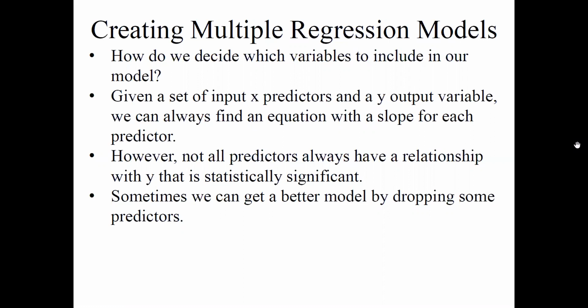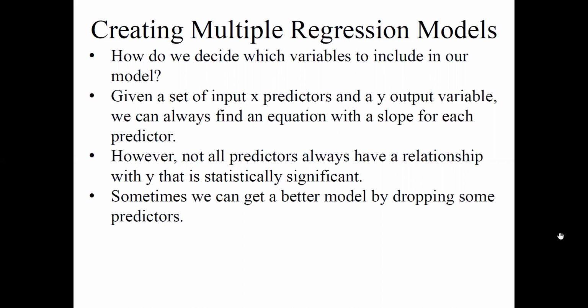The thing is, no matter what, we can always fit a model to it. You feed a bunch of X's and a Y into R, and it will always give you slopes and an intercept. It will always give you a slope for each predictor, but that doesn't necessarily mean that every single one of those is actually useful, that actually has a statistically significant relationship, that actually tells us anything helpful. And so there are times when we can get a better model by getting rid of some of our X input predictor variables. So that's what we're going to look at today.